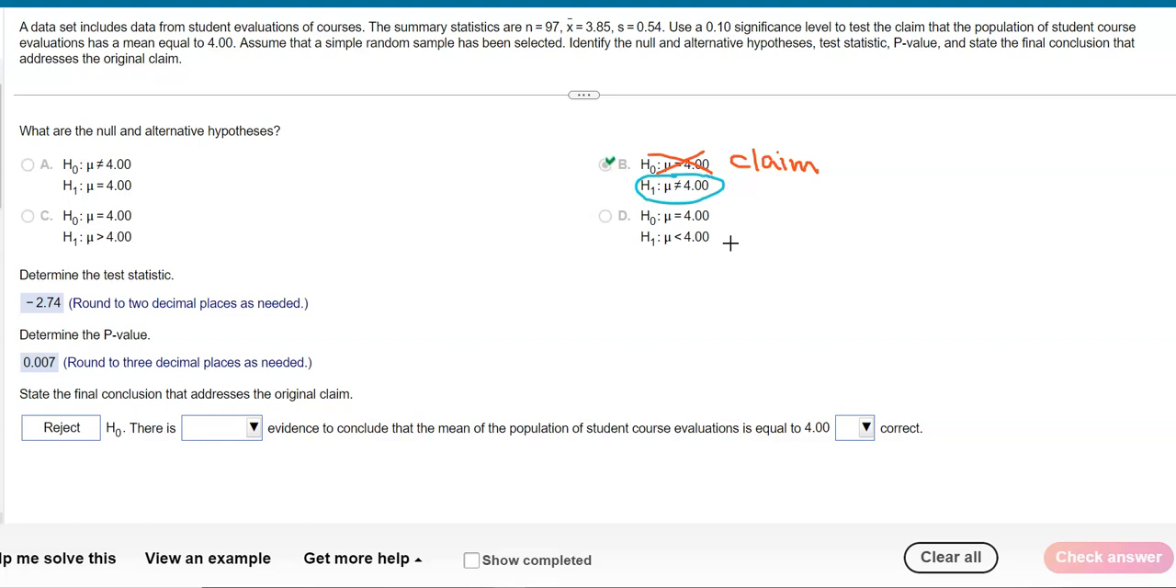So when I come down here, what I need to say is there is sufficient evidence to conclude that the mean of the population of student course evaluations is equal to 4.0 is not correct.